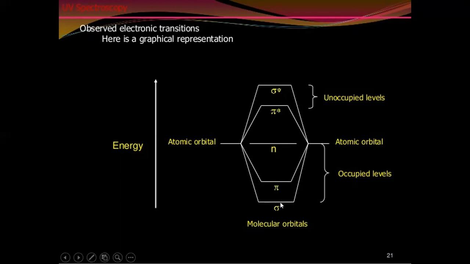Coming to the energy, sigma has less energy. Pi has increased energy compared to the sigma. And n has energy the same as that of the atomic orbitals. Pi star has still more energy. Sigma star, the anti-bonding, has the highest energy.